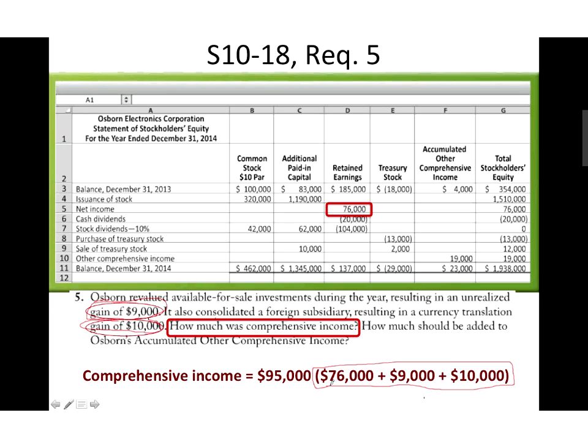Okay, so this is one of those trust me ones. When you want to get comprehensive income, you're going to add net income and the unrealized gain and the currency translation. I will not ask you a question that asks you to calculate comprehensive income on an exam or on a quiz. This is just for this homework problem. Know that you have to add the two numbers given in part 5 to the net income, and you're good.